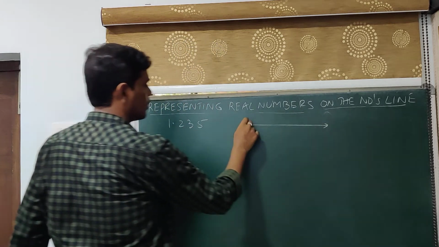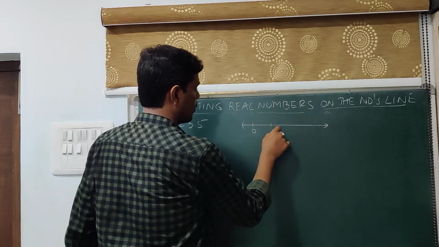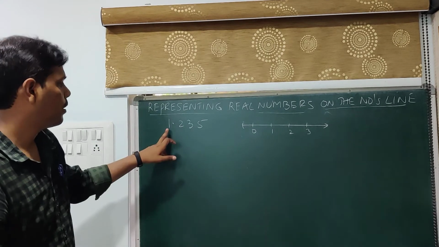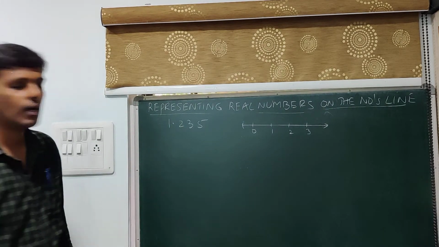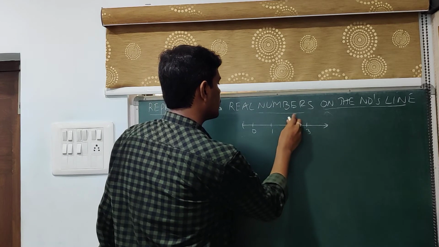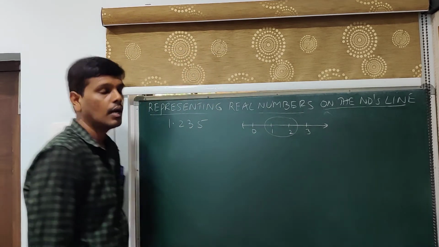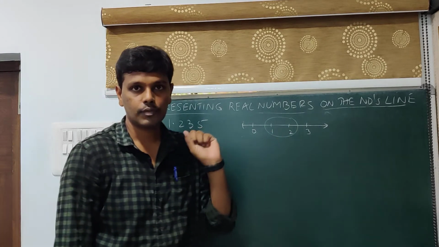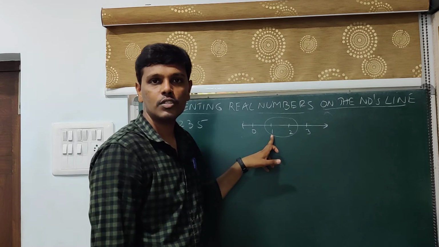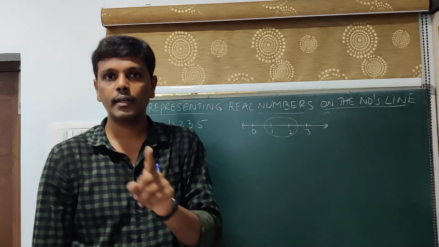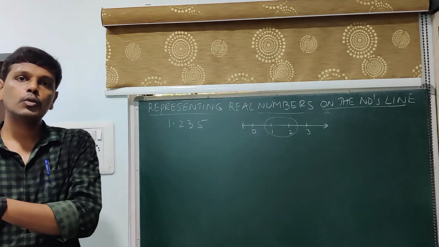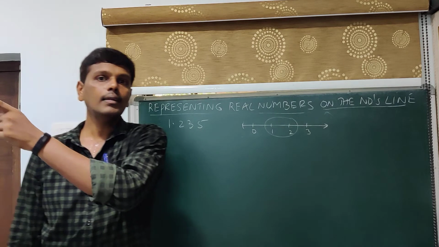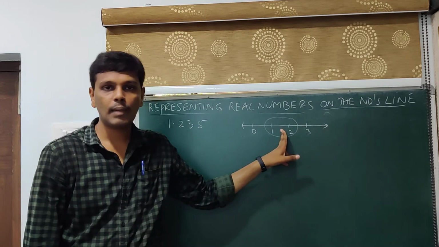Draw a number line. So 0, 1, 2, 3. Now we know that 1.235 lies between 1 and 2. So just encircle this and we'll magnify that. Now how do you get from 1 to 2? In fact 1 can be written as 1.0, 1.1, 1.2, 1.3, and so on up to 1.7, 1.8, 1.9 and 2.0. So that is what I will magnify here.